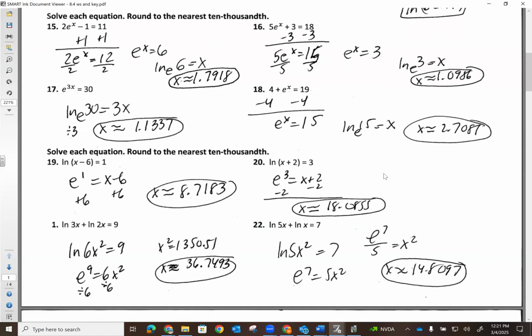Tomorrow we're going to take a quiz over section 3. Okay, we'll do some in-class practice of some word problems. And then we'll take a quiz on Friday over 8.4. That's currently what we've got going on.